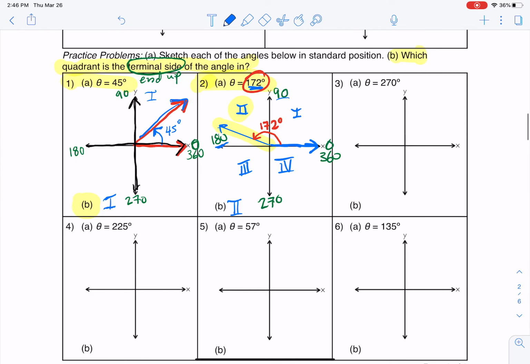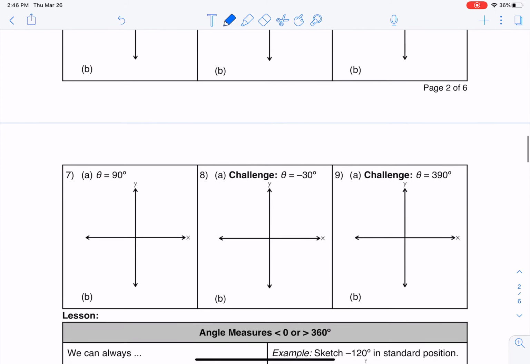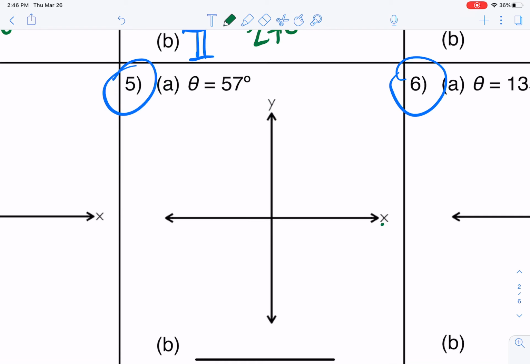What I'd like you to work on is question 3, 4, 5, 6, and 7. So that's what you'll be working on your own. We could take just one look at question 5. Now, when I draw on my quadrantal angles, that gives me a sense of where different angle measurements are. Here we're supposed to do an angle measure, or theta measure, of 57 degrees.